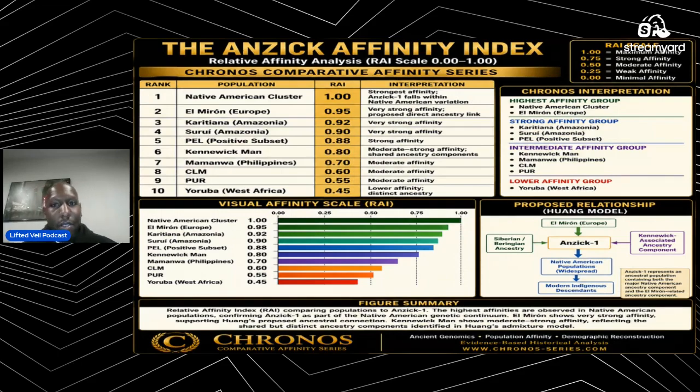Okay, this is ANZIC. Shared the most affinity with Native Americans, just like I said. Second, Elmoran, the Karitiana, Surui, the Peruvians from Lima. Kennewick Man number 6. The Mamanwa Philippines population. Colombians, Puerto Ricans, and then the Yorubans, right? Let's move forward.